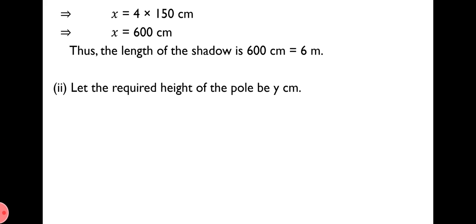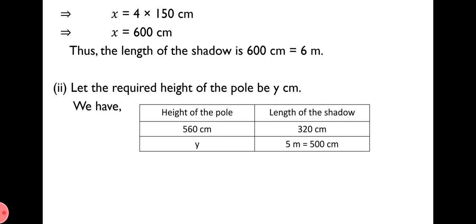So let the required height of the pole be y centimeter. We have height of the pole and length of the shadow. When the height of the pole is 560 centimeter, the length of the shadow is 320 centimeter. So if the height of the pole is y centimeter, the length of the shadow is 5 meter, which is equal to 500 centimeter. It is also a case of direct proportion, because in both the cases, if the length is increasing, the height will also increase.